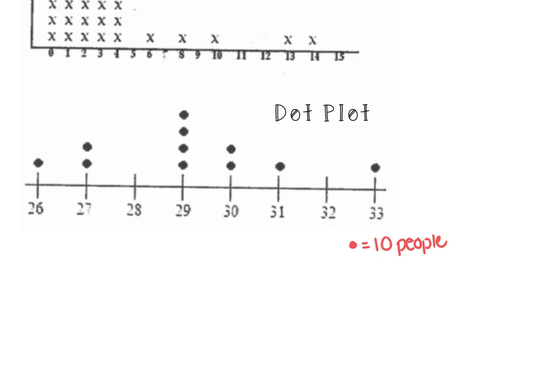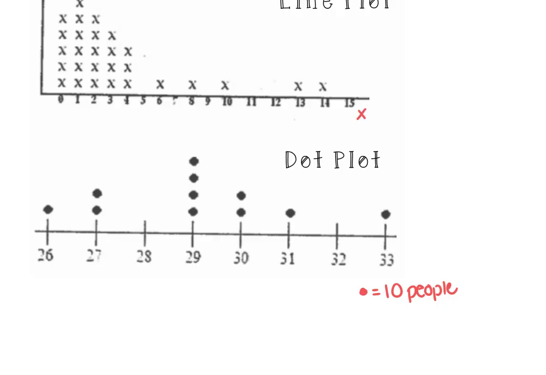Griffin? Does the line plot have the same key? It could, yes. So the line plot, except here it would look like this. X equals 10 people. So each X there. Emily? Are the line plots always X's? Yep.